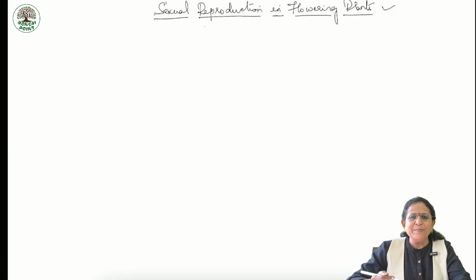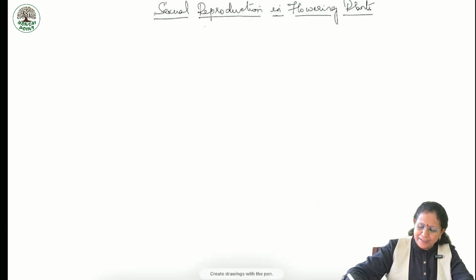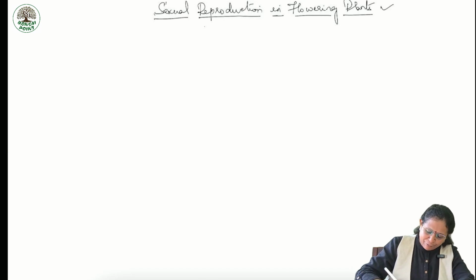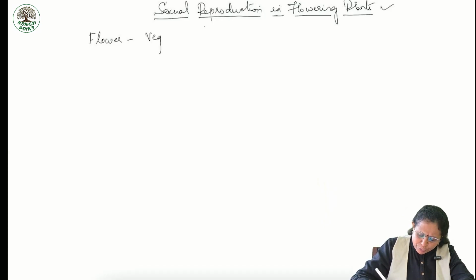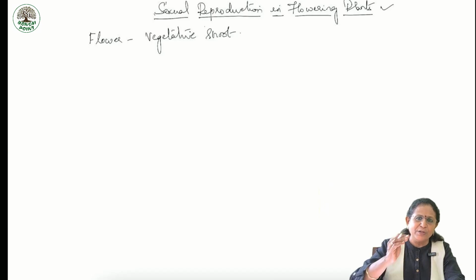Yes, students, let me start with a new chapter, that is sexual reproduction in flowering plants. The first word that you're supposed to know is flower. So, what is a flower? Flower is said to be a modified vegetative shoot meant for sexual reproduction.